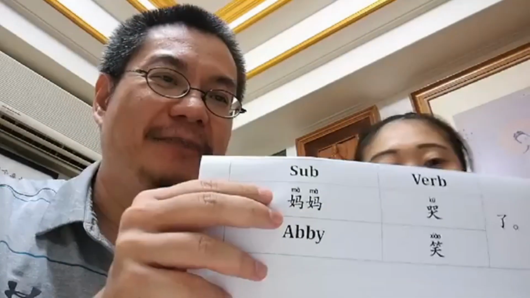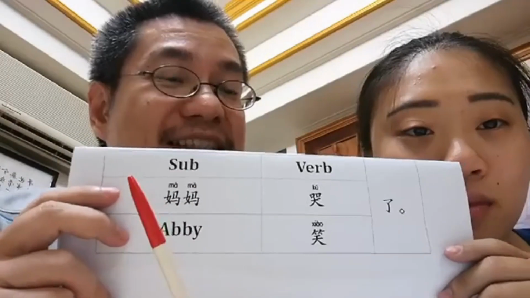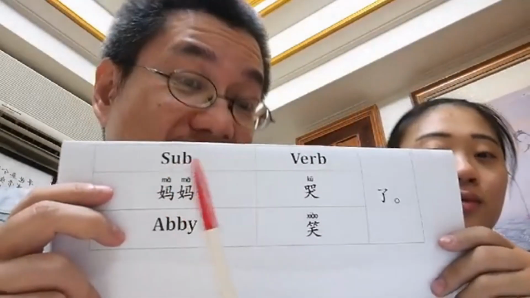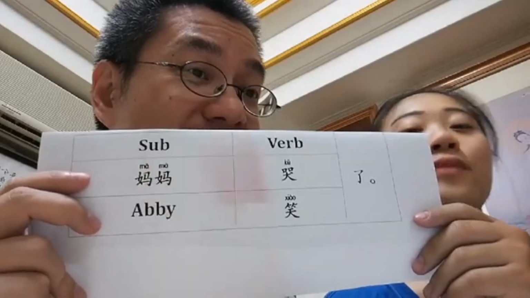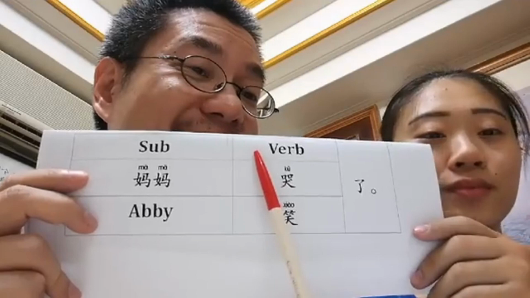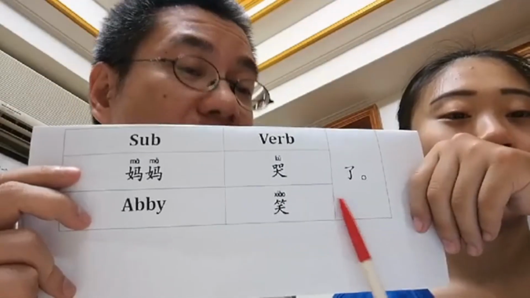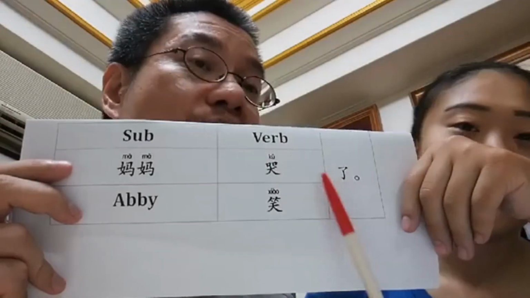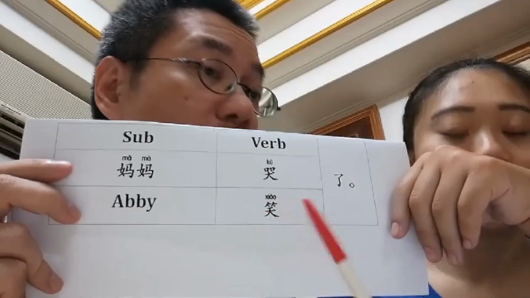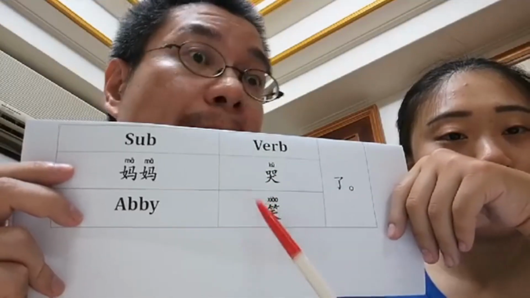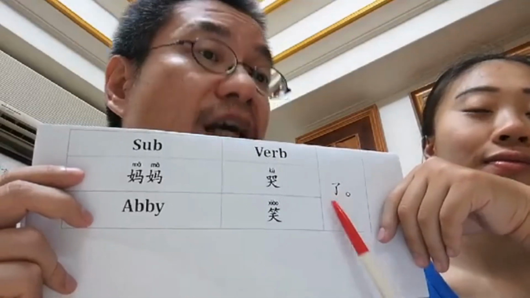Today's examples are really simple. First of all, let's talk about the sentence pattern. We need to have the subject first. Then we need a verb. And then we use le after a verb, right? After a verb. That means someone has completed this action or this action has happened. So that's the function of this word, le.